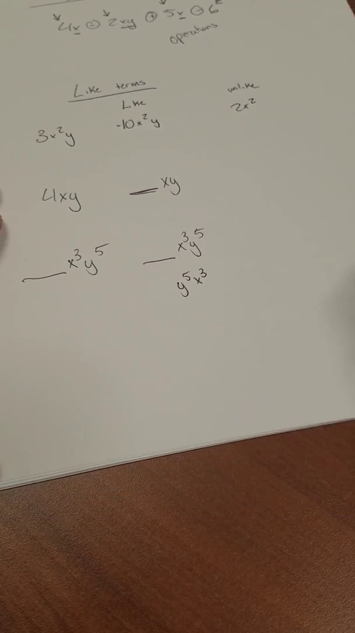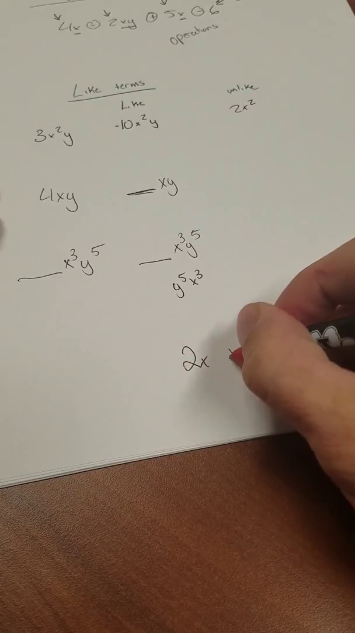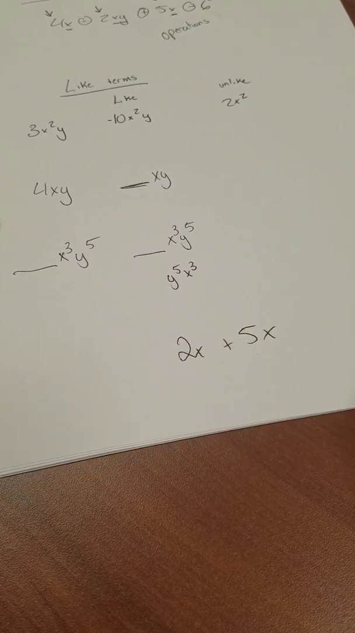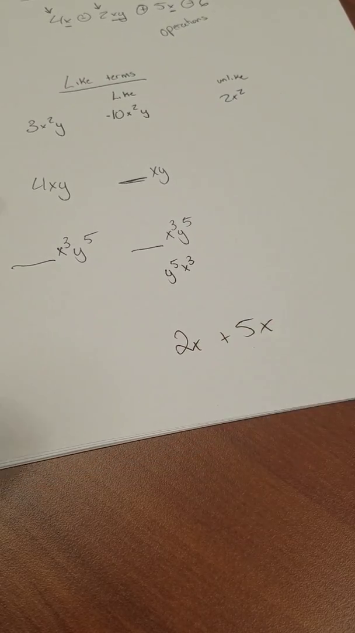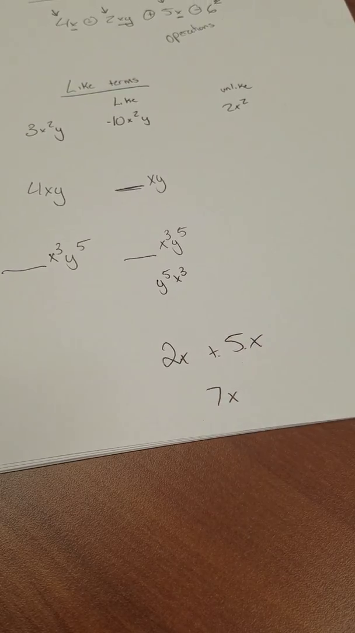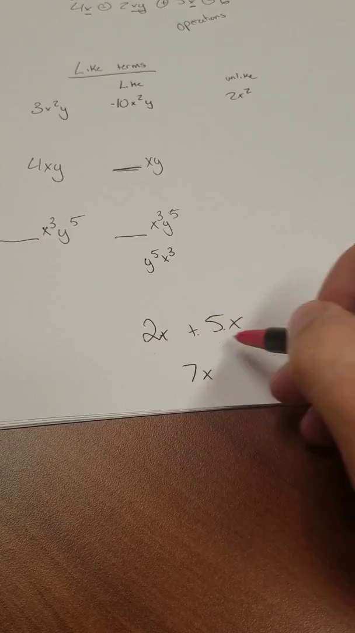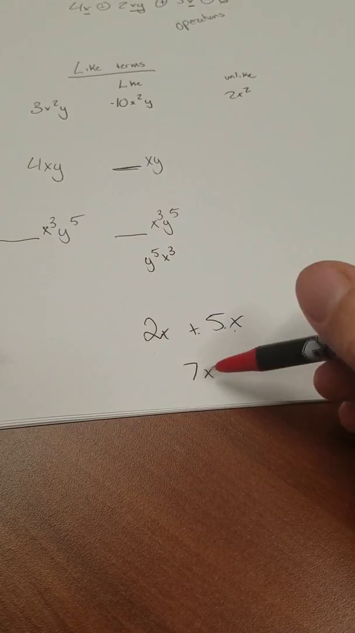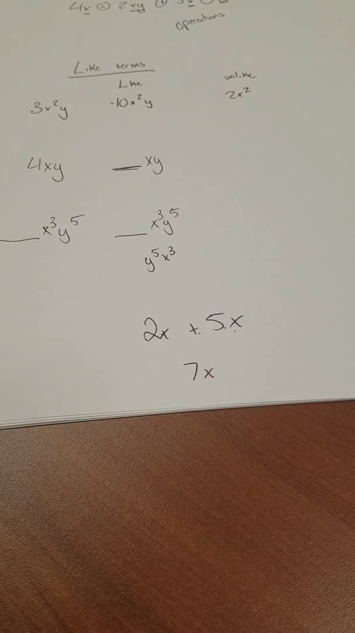Okay, so then combining like terms. If we have 2x plus 5x, okay, they have like terms, so we combine them. 2 plus 5, that's 7, and they're x's. All right, it's like adding apples. I have 2 apples and 5 apples. I add them together, I get 7 apples. We can't add things that are not alike.